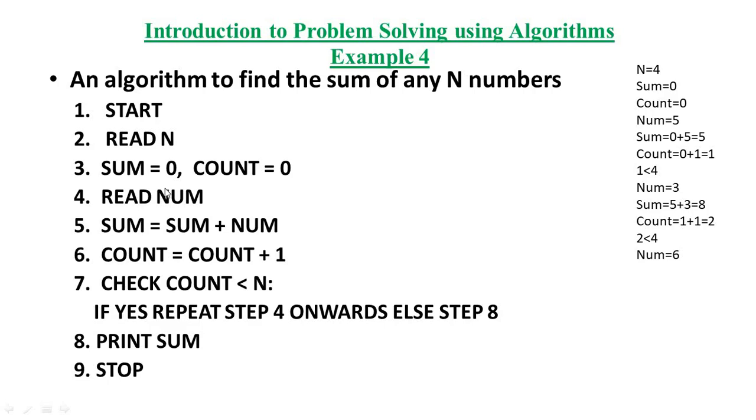New number 6. Again sum is equal to 8 plus 6, 14. Count is equal to 2 plus 1, 3. Again check. 3 is less than 4. Again true. Again take a new value of num.